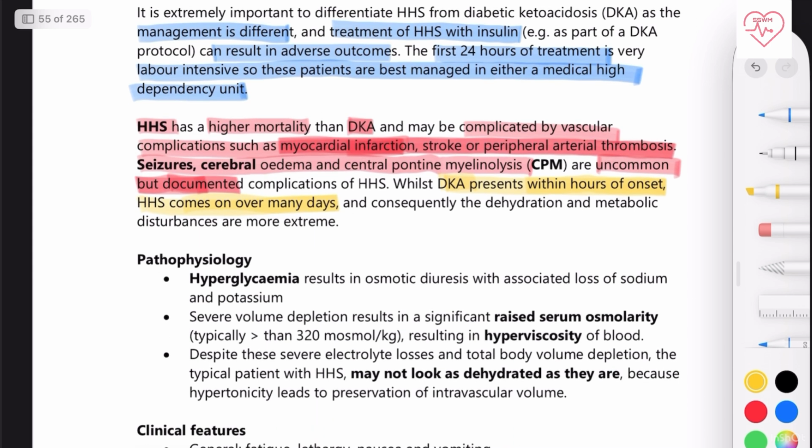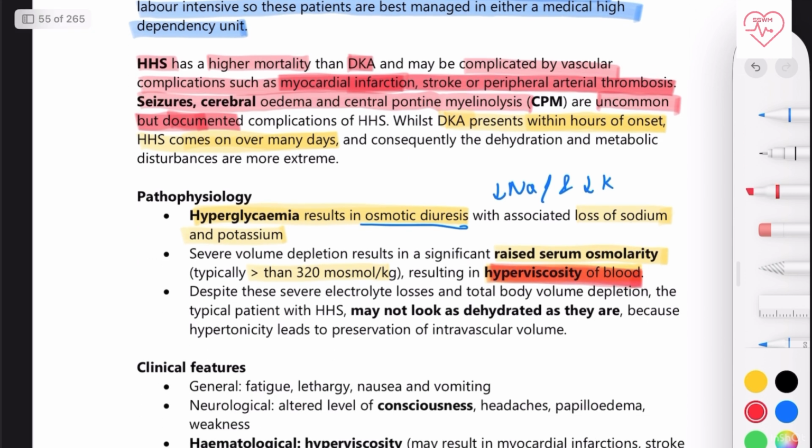Now let's come to the pathophysiology of this. Hyperglycemia results in osmotic diuresis, as I already told you, which is associated with loss of sodium and potassium. Severe volume depletion results in significantly raised serum osmolarity, typically greater than 320 milliosmol per kg, resulting in hyperviscosity of blood. Remember these things: osmotic diuresis is there, hyperviscosity of blood is there.